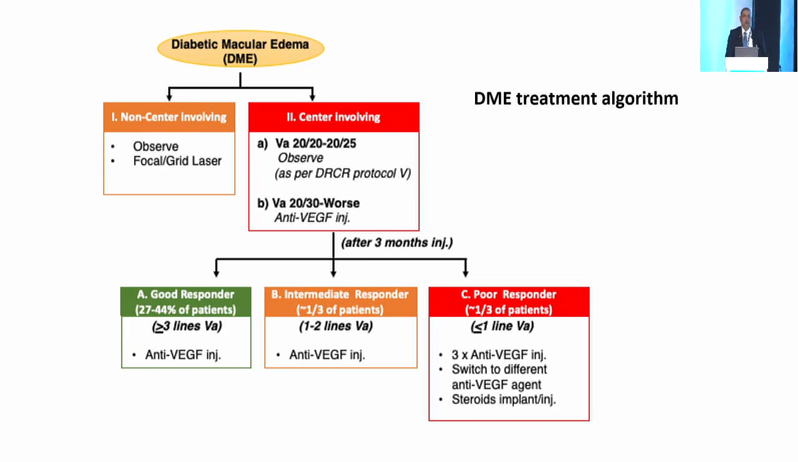If it is center involving, you look at the vision. If vision is good, like better than 6/9, and the patient doesn't have any symptoms, very elegantly the DRCR.net protocol has taught us that we can watch these patients, no need to treat. However, they have also identified subgroups which can worsen, so keep a close watch on these patients. If vision is poor, you start with anti-VEGF and treat, and after 2-3 injections, actually after every injection, you should see how the response is. And if it is improving, you continue with anti-VEGF. If there is less response, you have other strategies to do.